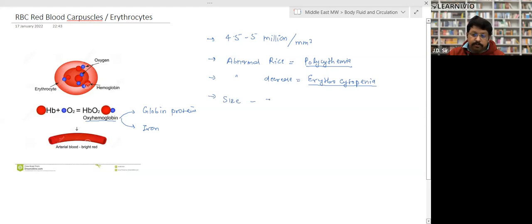Size varies from 7 to 8 micrometer in diameter. Mature mammalian RBC do not have cell organelles, including the nucleus. Full stop.